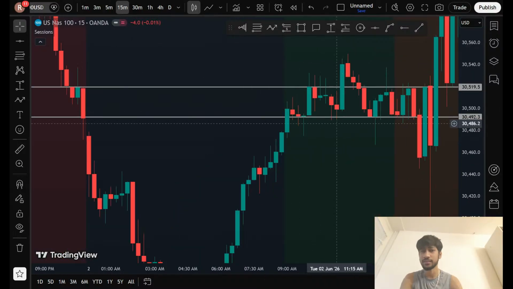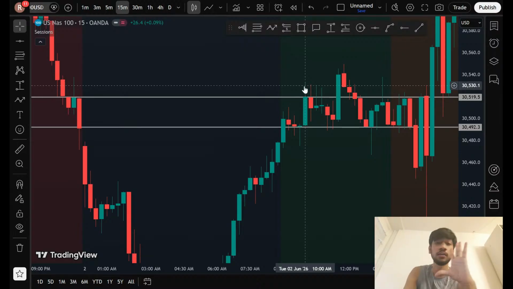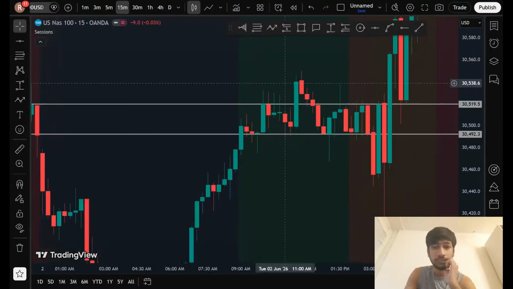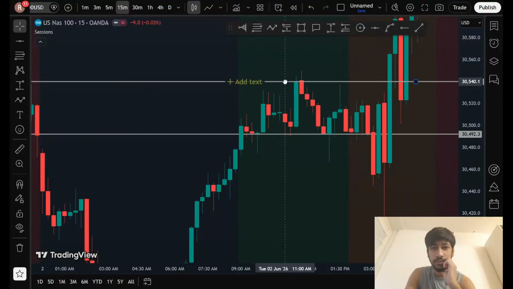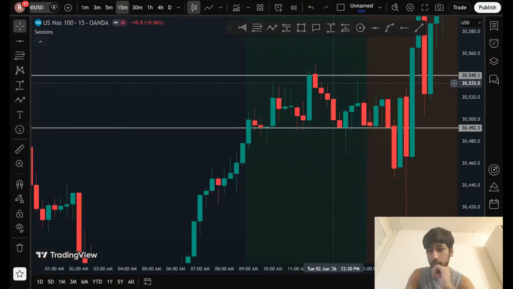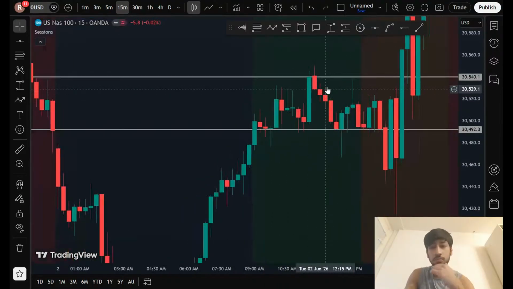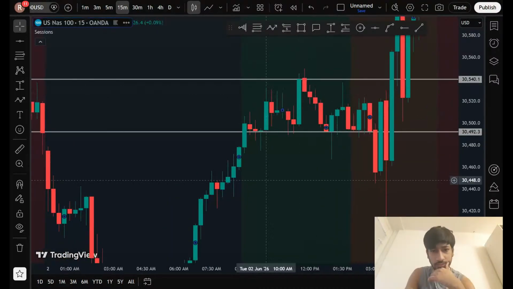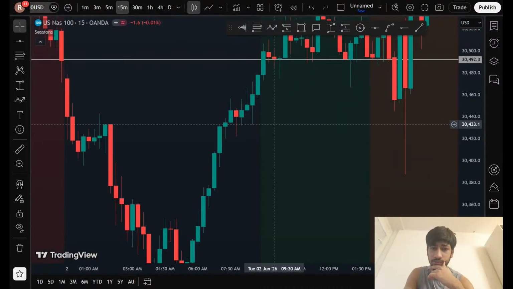Can we buy after this breakout? No, because this is not the kind of consolidation I love to take buys and sells of. Resistance formed. Can we take a sell? No, I don't like this at all. This one, no, because it's kind of bullish.